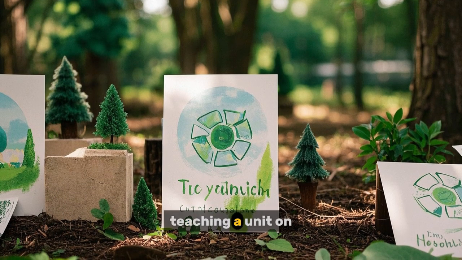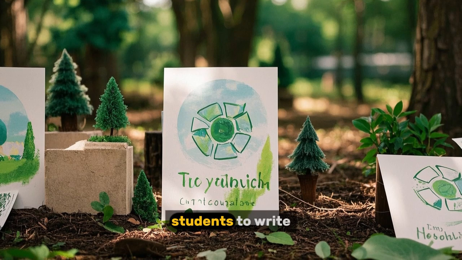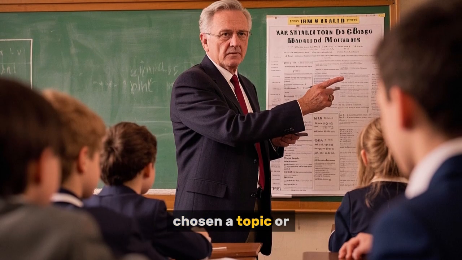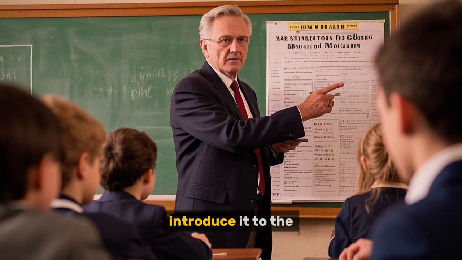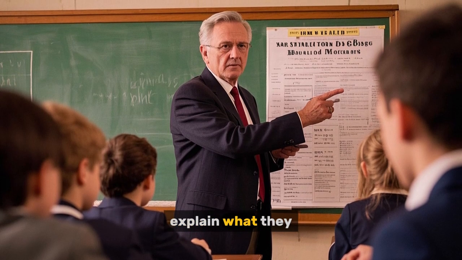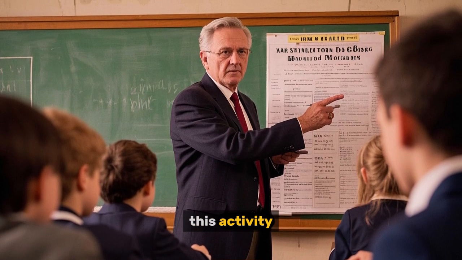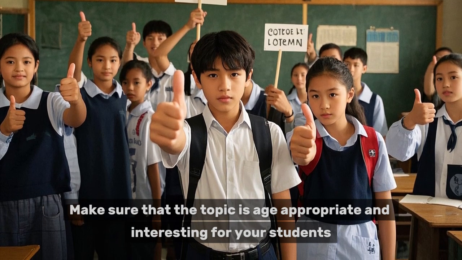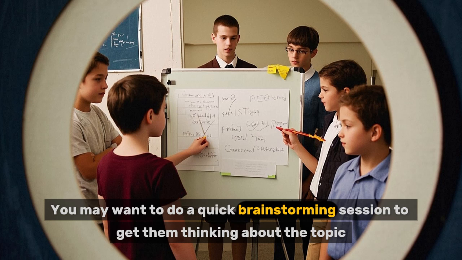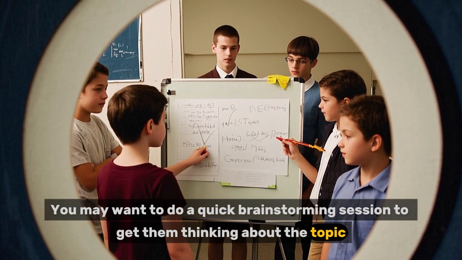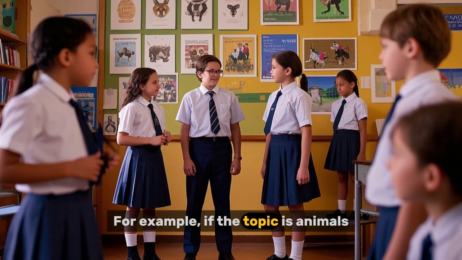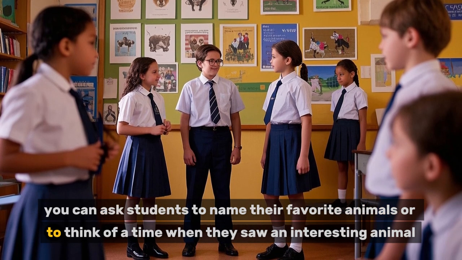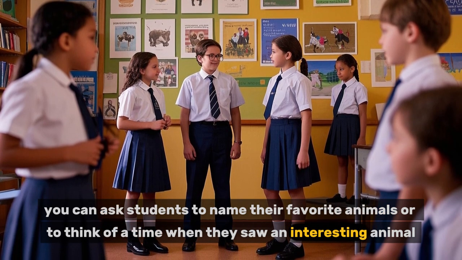Or if you are teaching a unit on the environment, you can ask students to write about ways to protect the environment. Once you have chosen a topic or writing prompt, introduce it to the students and explain what they will be doing in this activity. Make sure that the topic is age-appropriate and interesting for your students. You may want to do a quick brainstorming session to get them thinking about the topic. For example, if the topic is animals, you can ask students to name their favorite animals or to think of a time when they saw an interesting animal.